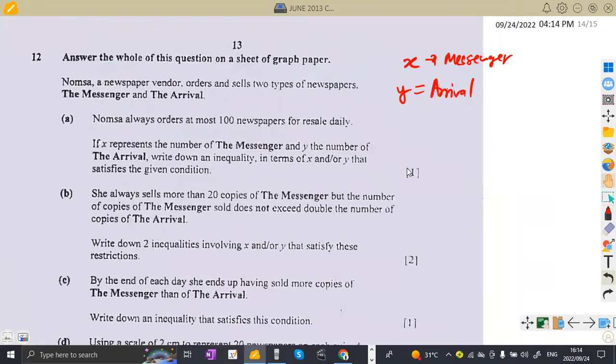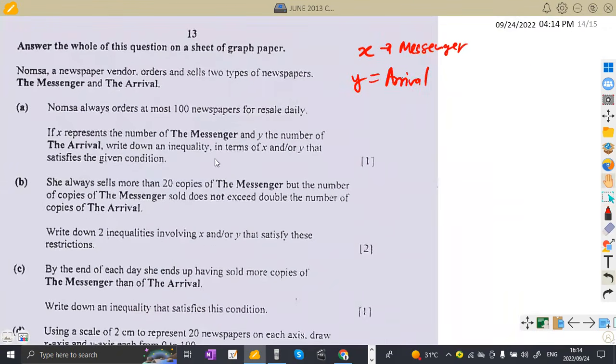So in this case, we are asked to write down an inequality in x and y that satisfies the given condition. Which condition are we given? This condition to say that she has to order at most. Remember, guys, I told you at most means less than or equal to. So it means the newspapers for the Messenger plus the newspapers for the Arrival combined together are not supposed to exceed 100. So they can be less than or they can be equal to 100, but they cannot exceed 100. That is what it means, okay?